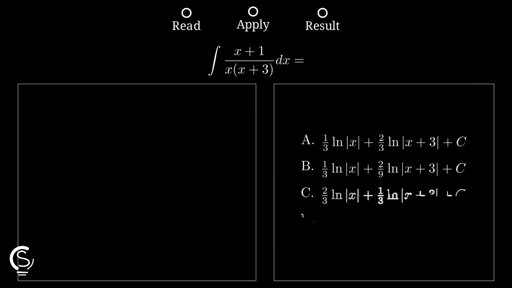First, decompose the fraction into simpler parts. Set (x + 1) over x times (x + 3) equal to A over x plus B over (x + 3).